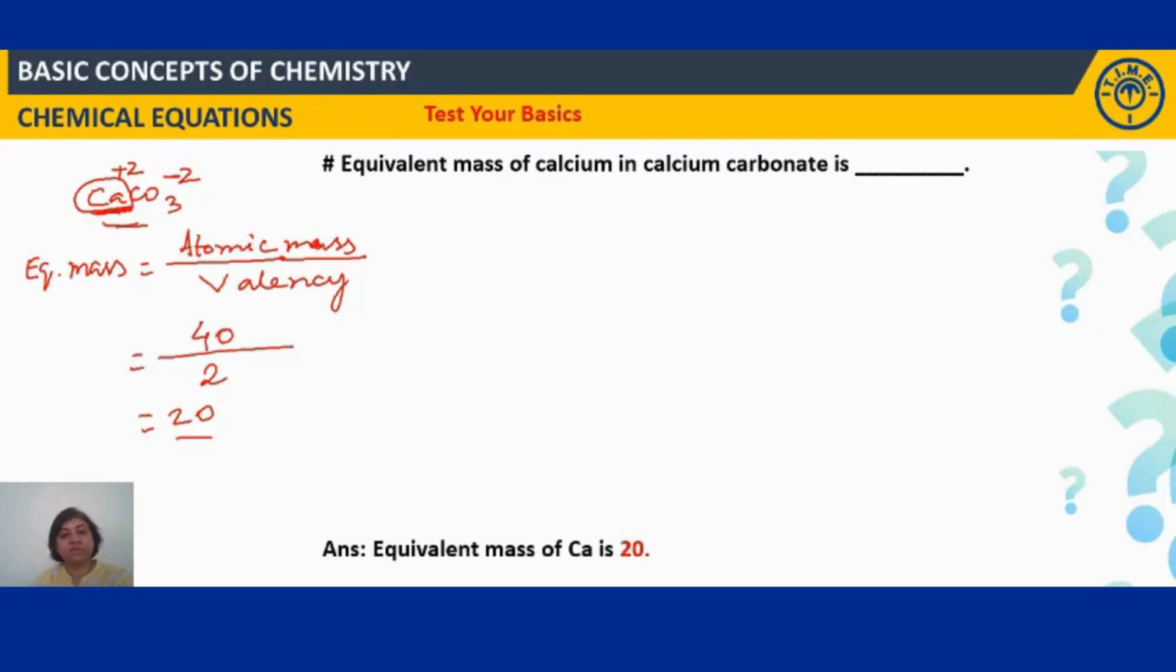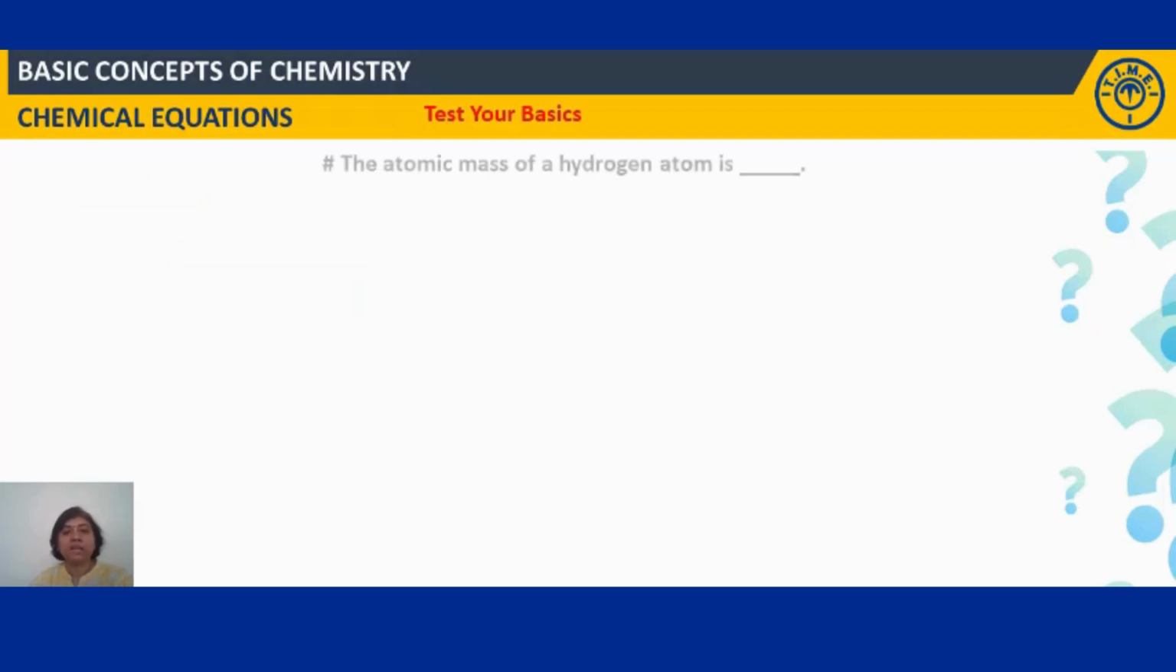Equivalent mass of calcium is 20. I think you are done with this. Our next question is the atomic mass of hydrogen atom is. The atomic mass of hydrogen atom, here don't get confused. One thing I would like to tell you, atomic mass means the mass of the single atom, the relative atomic mass of the single atom. So for hydrogen it is 1.